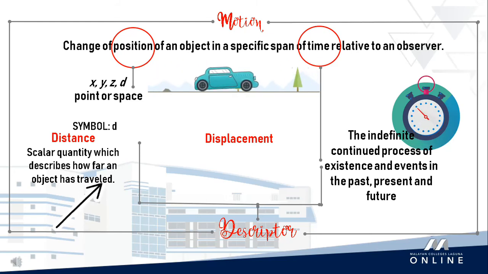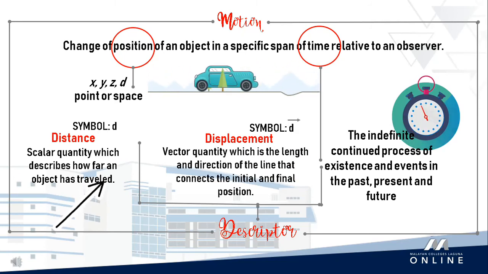We can also say that it pertains to the total length traveled by an object in motion, whereas displacement is a vector quantity. And since it is a vector, you will notice that its symbol has an arrow above it. We define displacement as the length and direction of the line that connects the initial position to the final position. Basically, it is how far an object is from its initial position.